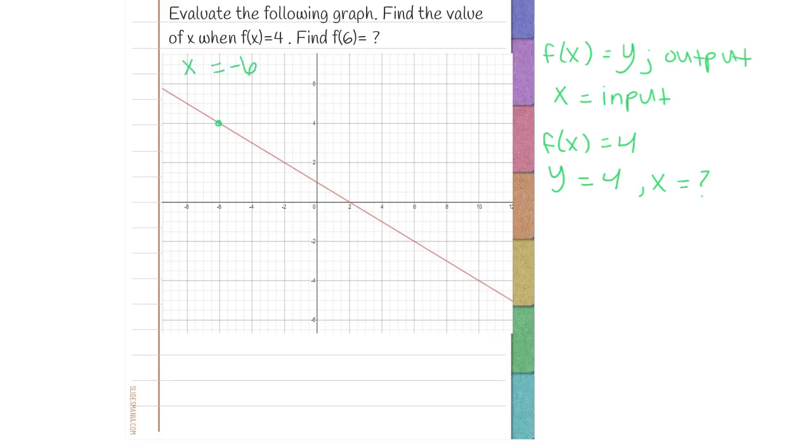Another way you could have done it, just plot it. All right, read the graph like you normally would. -6, comma, 4. This is your x, this is your y. All right, so now for the second part, it says find f of 6 is equal to, well, they want us to find the y value. That 6 is our x, right? That's our input. Remember, if it's inside the parentheses, it's the input.